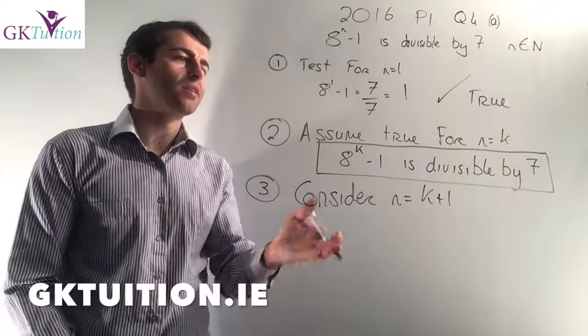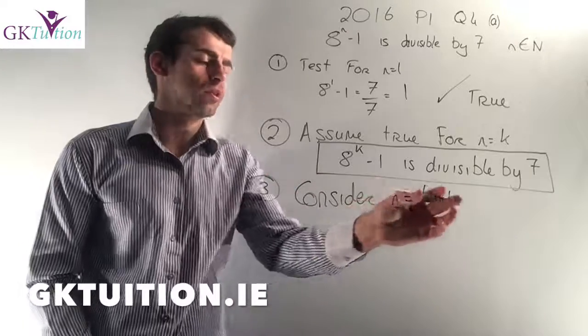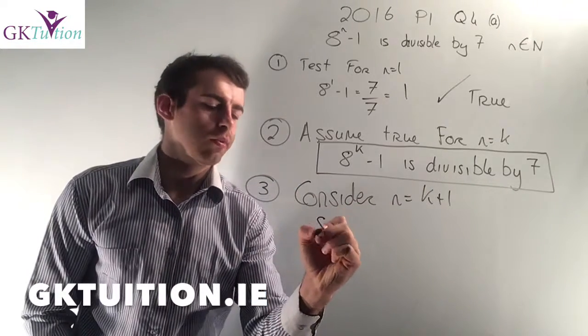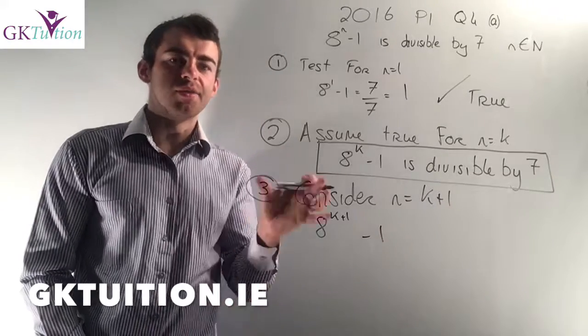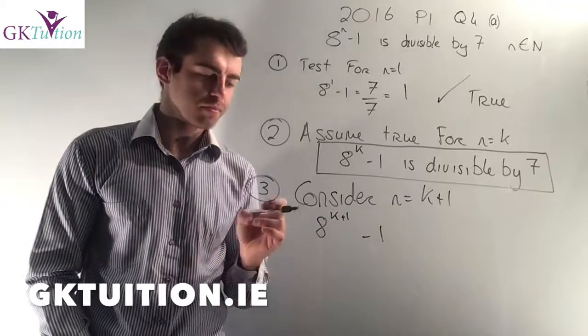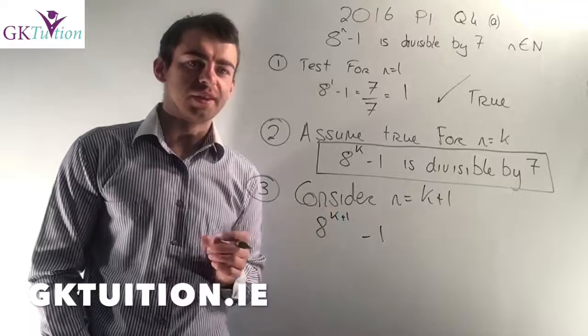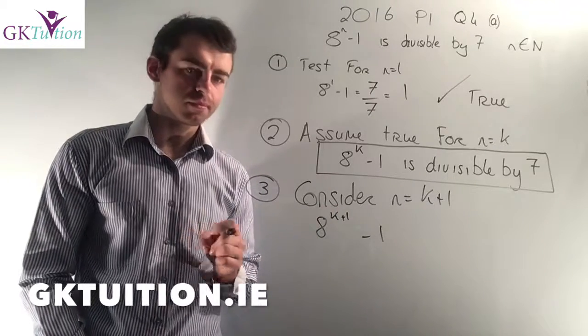So in this case, everywhere there was an n up here, I'm going to sub in k plus 1. So I'm going to get 8 to the power of k plus 1 minus 1. And now this is the tricky part of the question. I need to try and prove that this is divisible by 7.